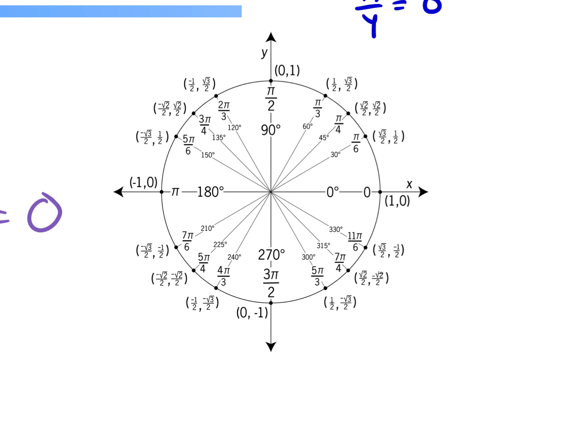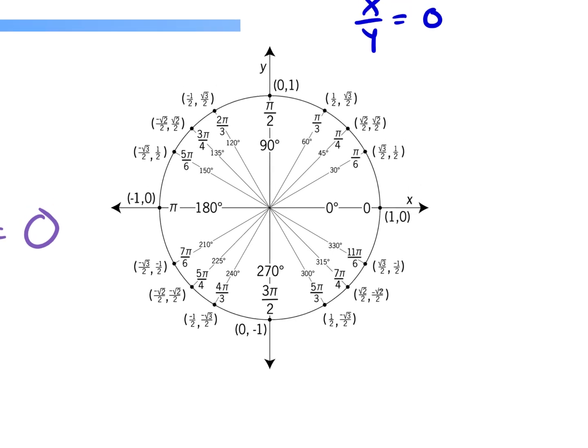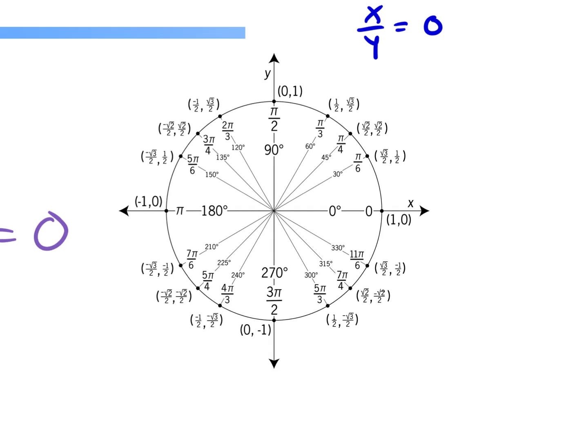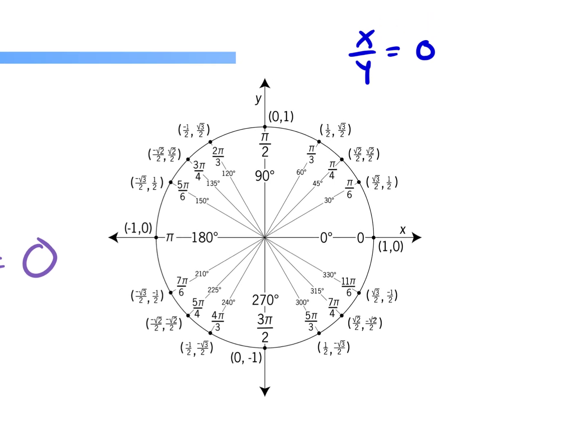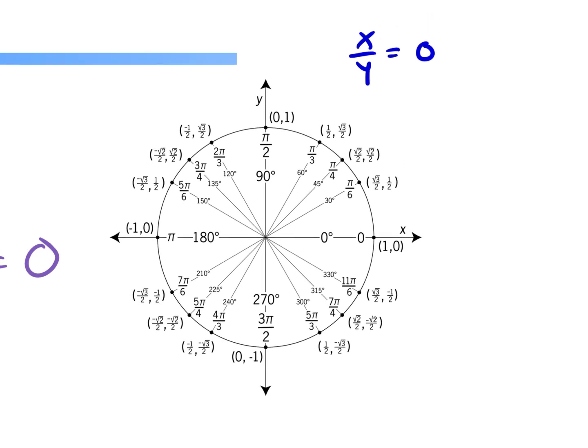So let's do it for 0. It's not going to be any one of these, because these will give me something like square root 3, 1 over square root 3, and 1. So it's not going to be 0. So we have to look at the 0, 90, 180, 270. So let's do it for 0. X over y would be 1 over 0. Is this 0? What is this? Undefined.